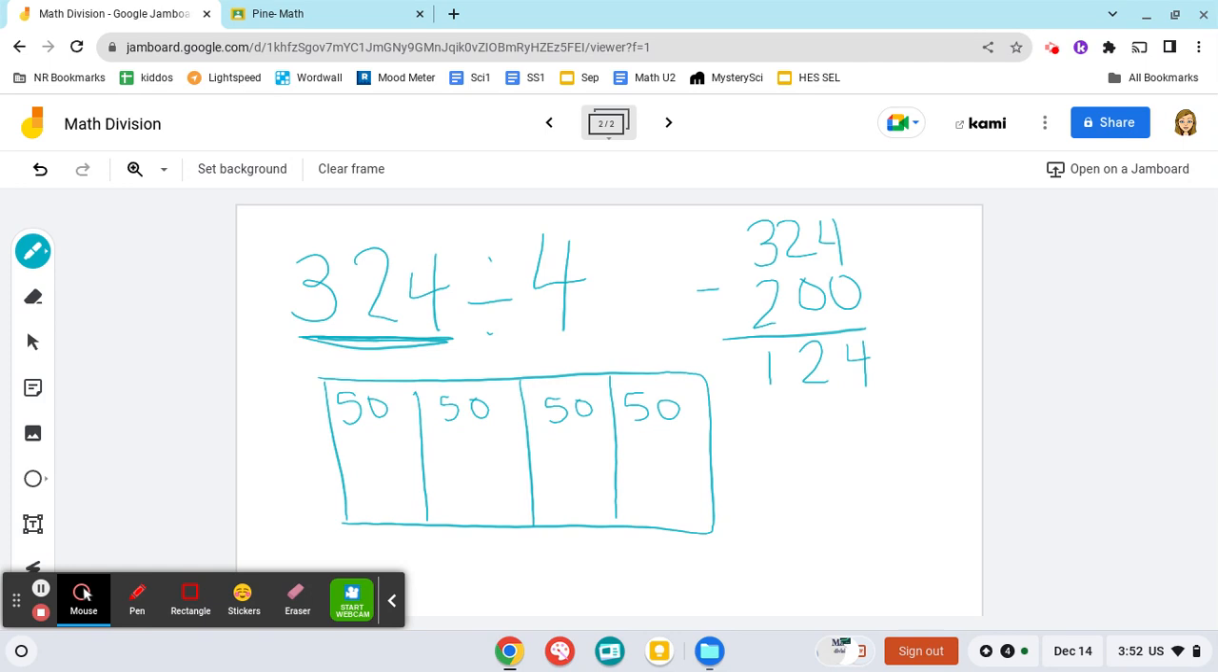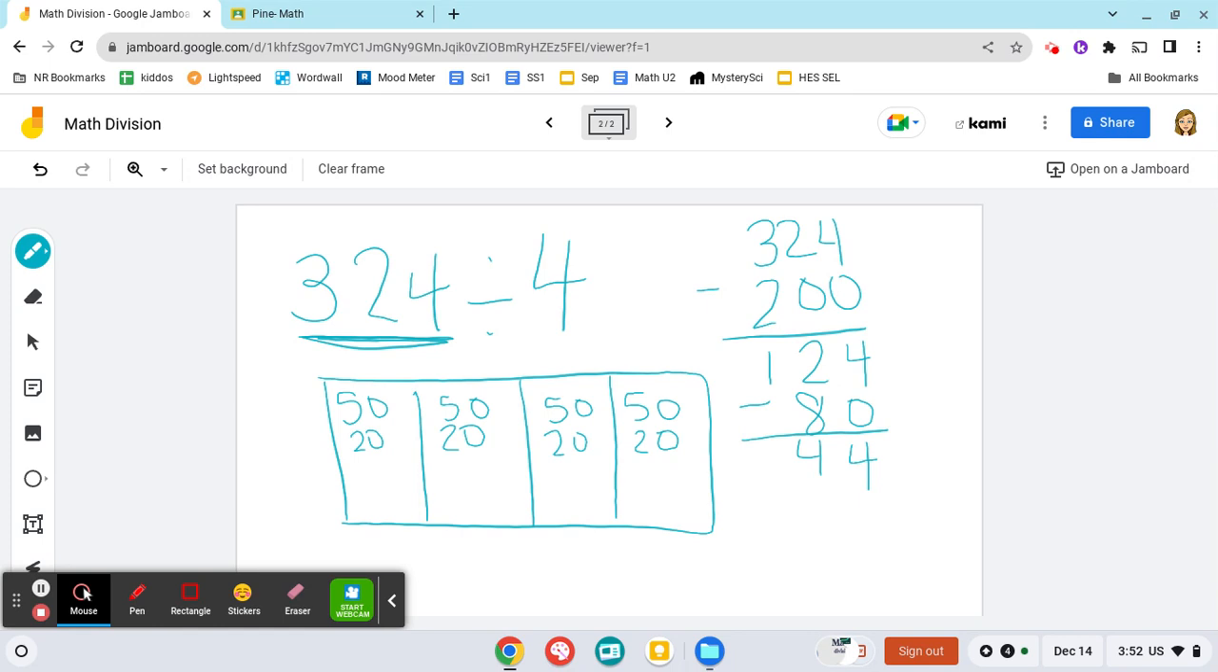I still can't do anything with my hundreds, but now I'm going to look at the tens. Could I take 50 away again? 50 again would give us 200, and I only have 124, so I have to do less than 50. What about 20? I could do 20, 40, 60, 80. Can I take 80 away from 124? Absolutely, I can. So I'm going to take away 80. 4 minus 0 is 4. I can't do 2 minus 8, but if I look at this together, this is 12 minus 8, and that's going to give us 4. And now I have 44 left over.